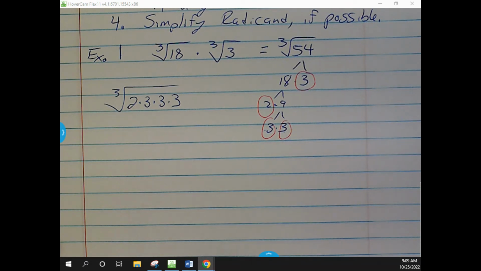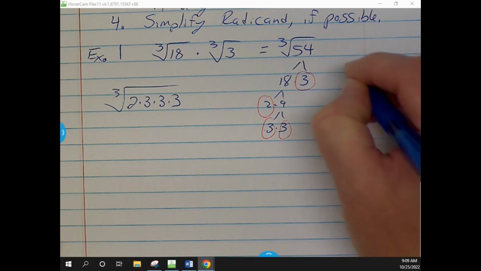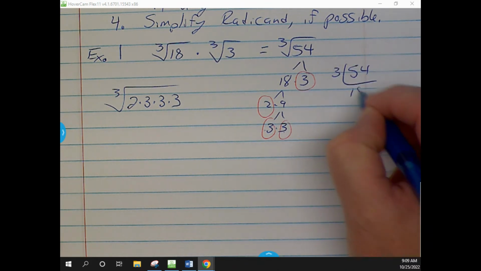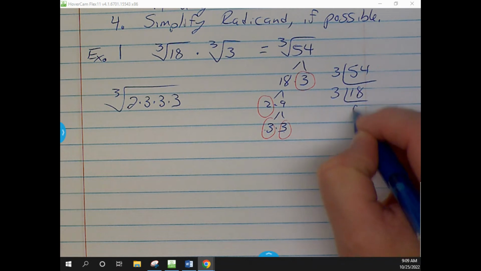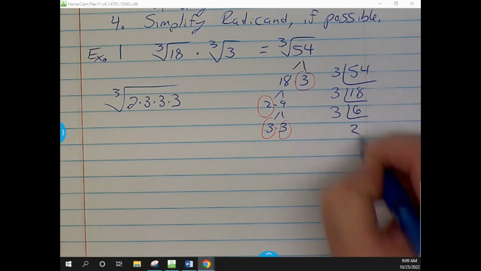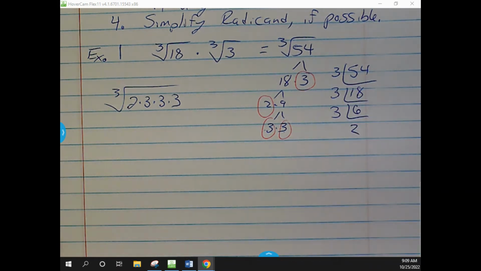You can absolutely use the ladder method because if you do 54, it would be, again, 3 out here, 18 here. 3 times 6 would be that. You could do 3 times 2. So there's 3 times 3 times 3 times 2.